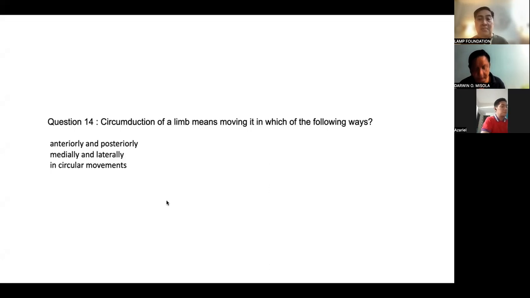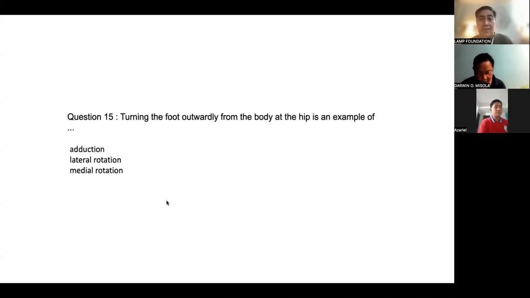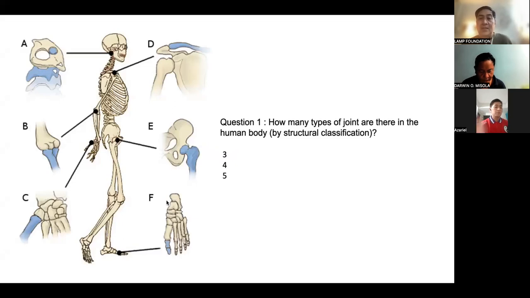Circumduction of a limb means moving it in which of the following ways? What's your answer? Circular movement po, Doc. Circular movements. Turning the foot outwardly from the body at the hip is an example of lateral rotation po. Very good. How many types of joint are there in the human body by structural classification? 3 po, Doc. No.